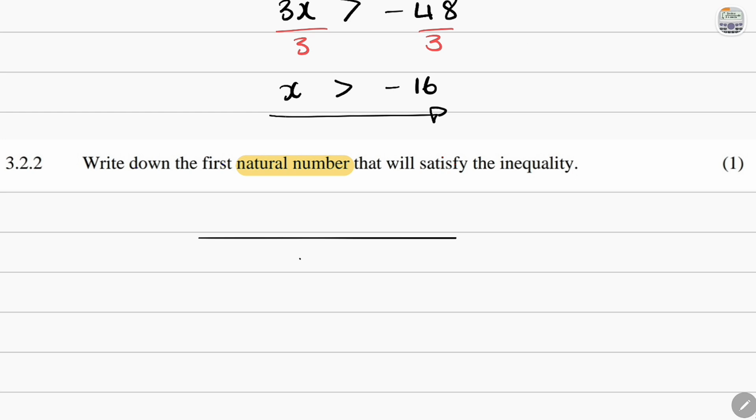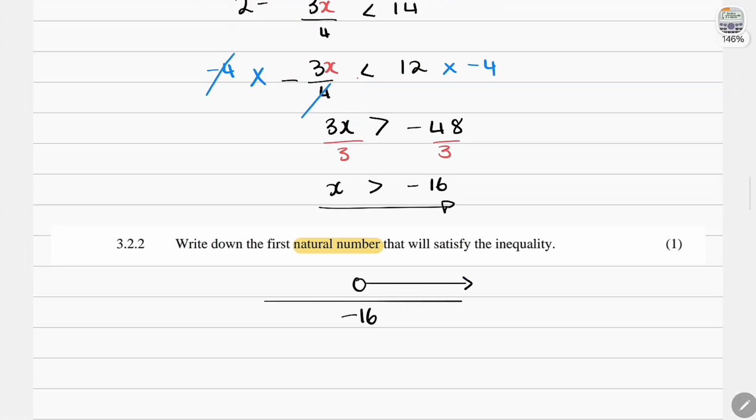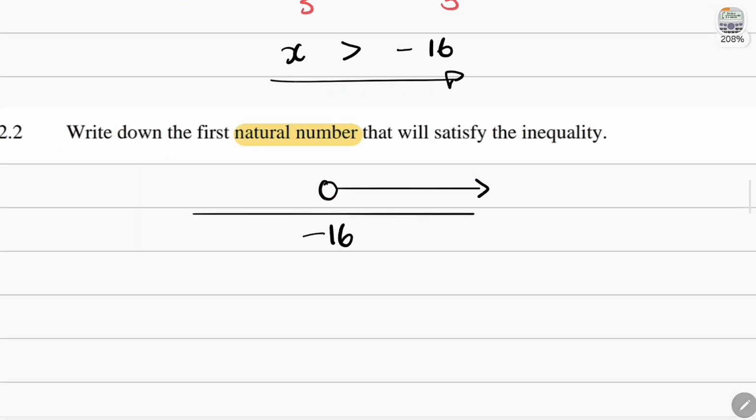And so let's look at what that looks like. This is a negative 16, and we're looking at values that are greater than negative 16. So that would be values that go this way, so the right-hand side of negative 16. And so they want us to tell them the first natural number that would satisfy this inequality.